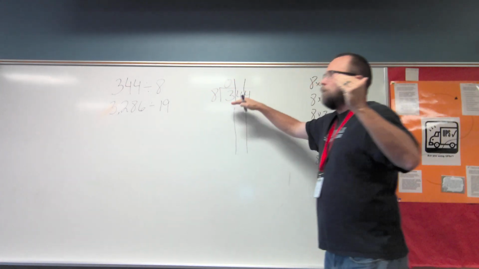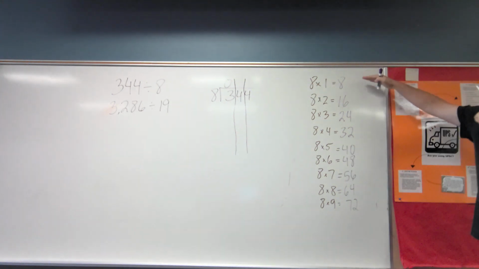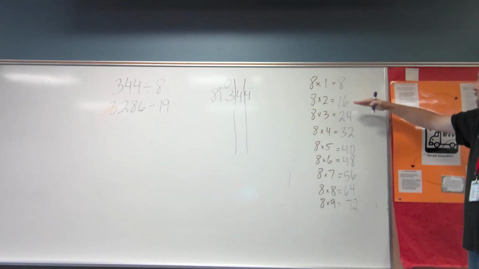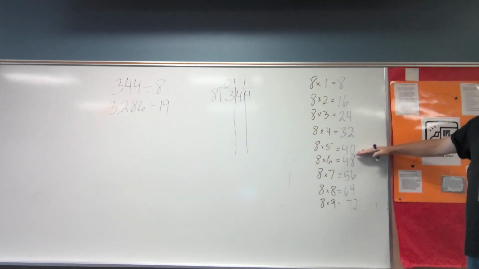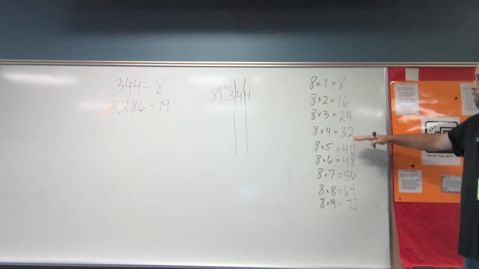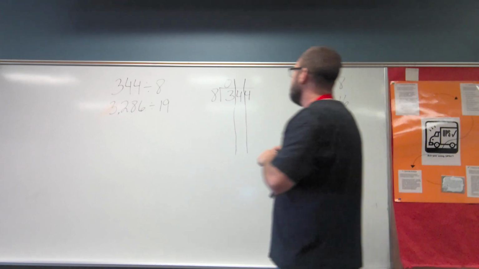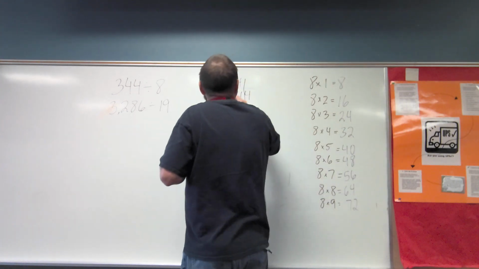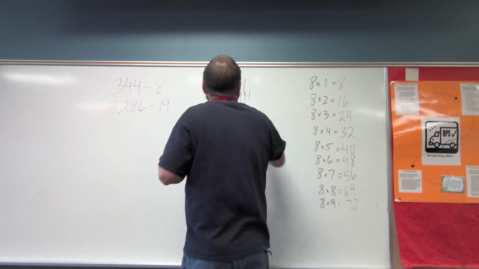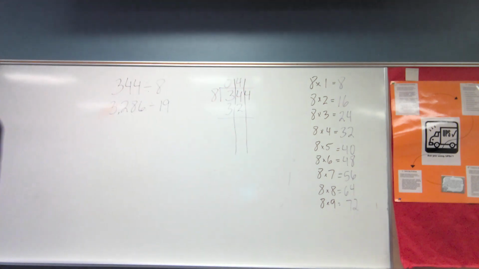Polari, does 8 go into 34? We look at our multiples. I have 8, 16, 24, 32, 40. Which one should I use? I want to get as close to 34 as I can without going over. 32. So that's 8 times 4. And so I put my one digit at the top, obviously, because I can only put one digit up there at a time in my quotient.